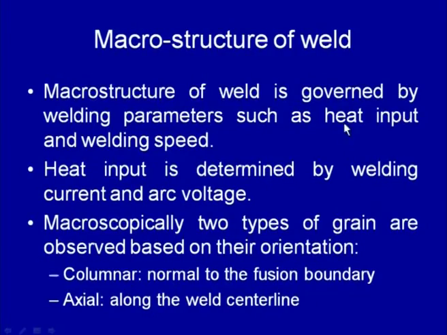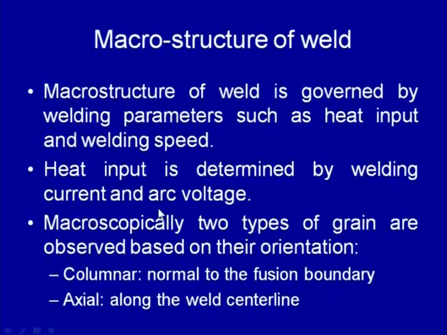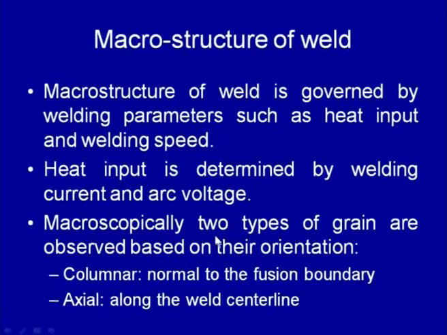As far as the macrostructure of the weld metal is concerned, the microstructure of the weld metal is governed by parameters like the heat input and the welding speed. The heat input is determined by the welding current and the arc voltage. Higher current and higher arc voltage in general increase heat input. Macroscopically, two types of grains are observed in the weld region. One is columnar, which are perpendicular to the fusion boundary, and the other is axial, which are along the weld center line.